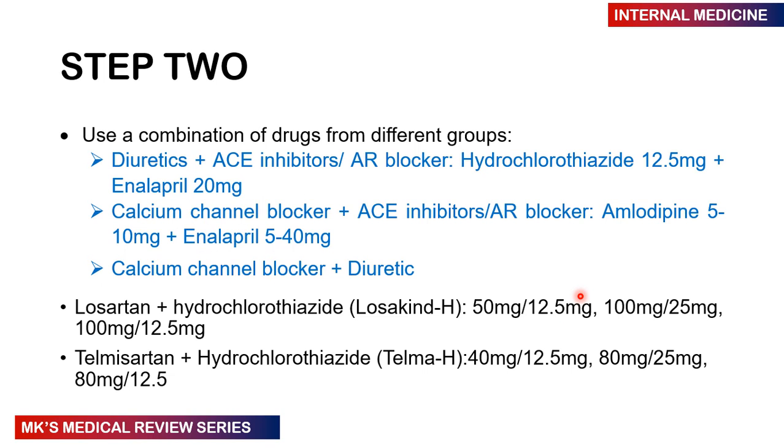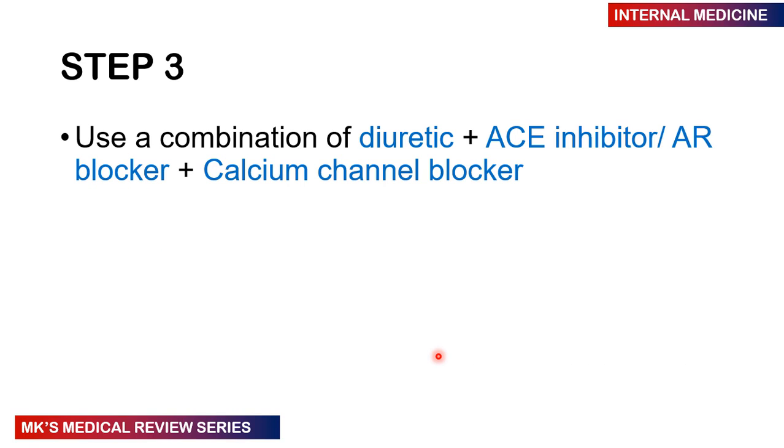In step 2, we now begin to combine the drugs. So a diuretic can be combined with an ACE inhibitor, so hydrochlorothiazide and enalapril in those dosage. A calcium channel blocker plus ACE inhibitor, amlodipine plus enalapril, or you can have a calcium channel blocker and a diuretic, but that's not really a common combination. So you can use your losartan, or you can use your Telma H, which I've already talked about. Then step 3, we combine a diuretic, an ACE inhibitor, as well as a calcium channel blocker.